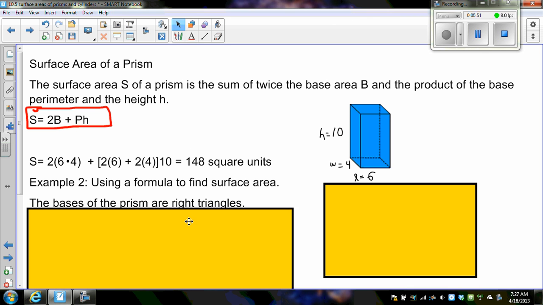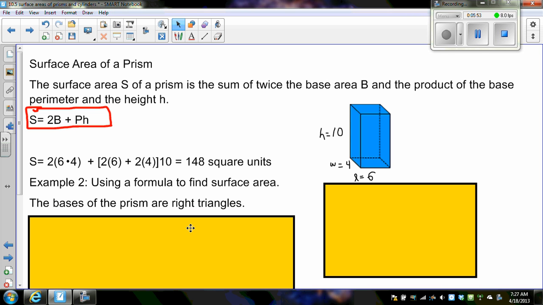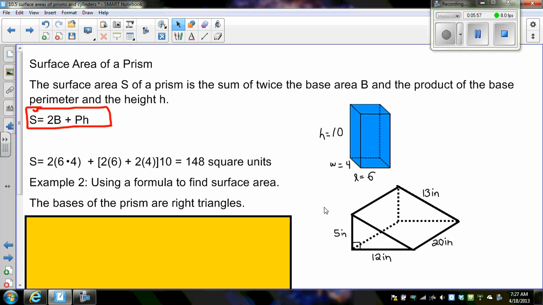Using a formula to find surface area. So the bases of a prism are right triangles now. So now we have this situation. What's tricky here is that what's on the bottom is not always the base. It's either a rectangle, like here, but sometimes it's a triangle. And in this case, this bottom triangle is what our base is.